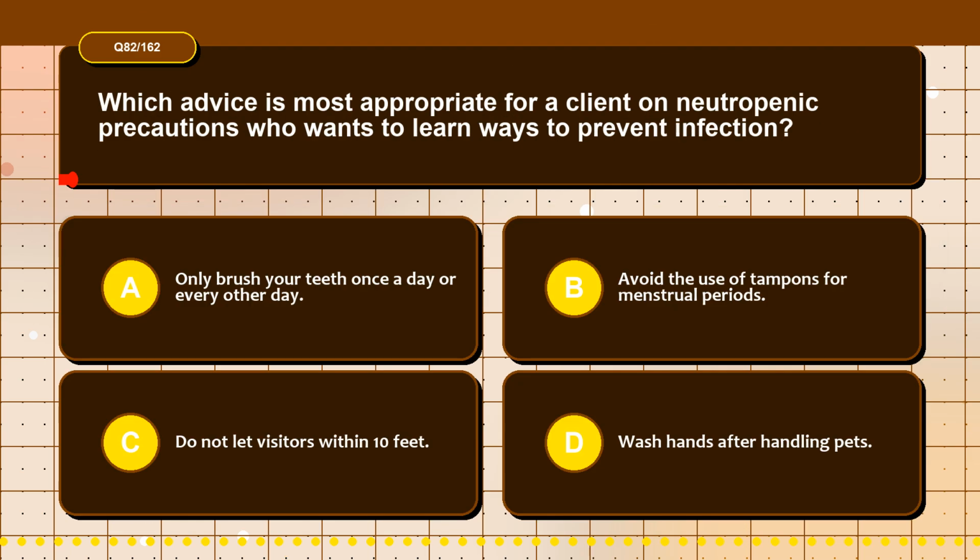Question 82. Which advice is most appropriate for a client on neutropenic precautions who wants to learn ways to prevent infection? Here are the options. Option A. Only brush your teeth once a day or every other day. Option B. Avoid the use of tampons for menstrual periods. Option C. Do not let visitors within 10 feet. Option D. Wash hands after handling pets.